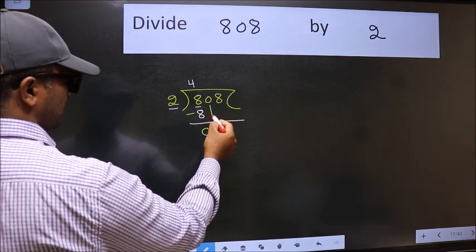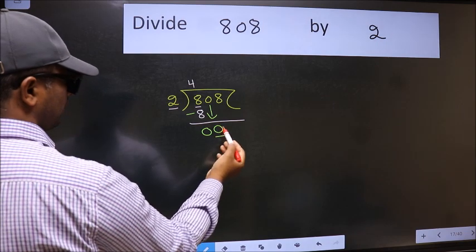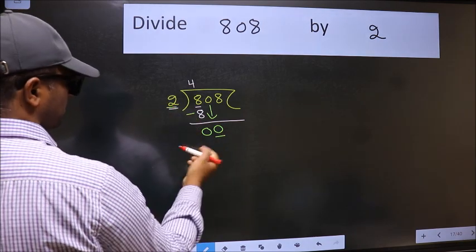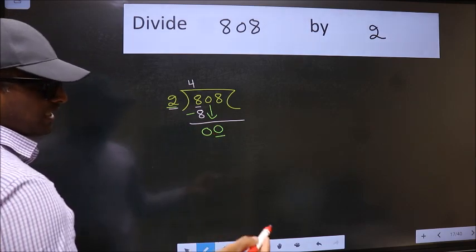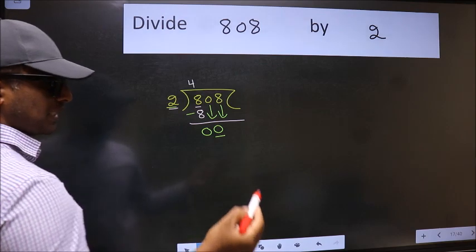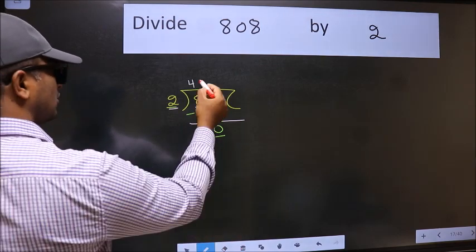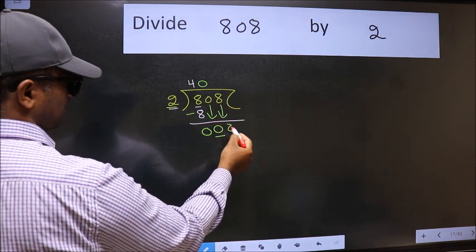After this, bring down the beside number. So 0 down. Now here we have 0 and here 2. 0 is smaller than 2. So we should bring down the second number. And the rule to bring down the second number is we should put 0 here. Then only we can bring down this number.